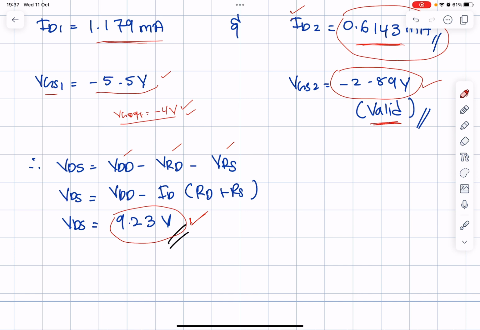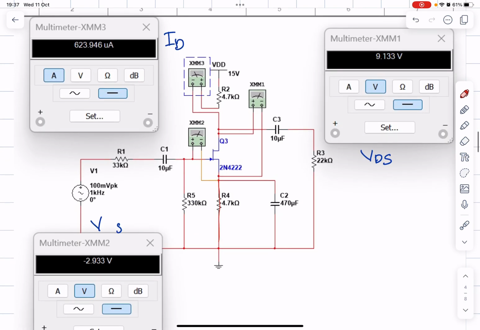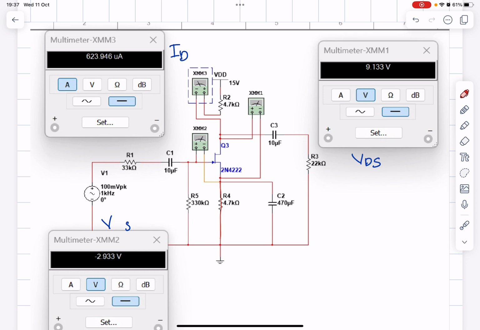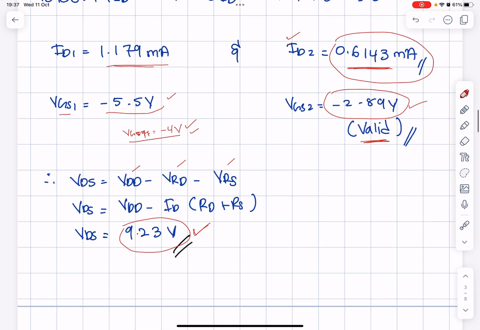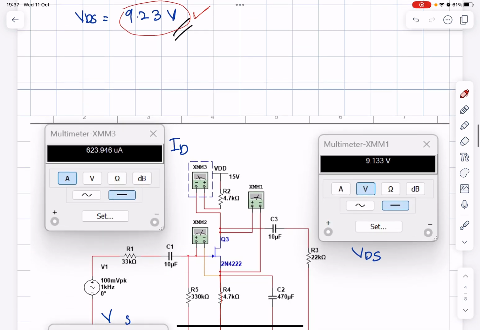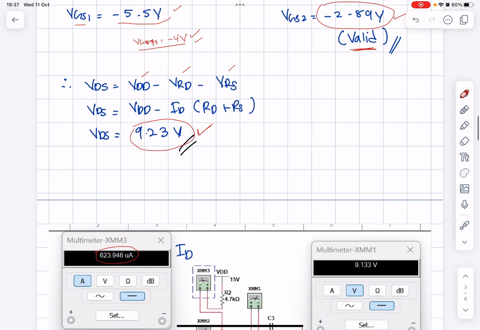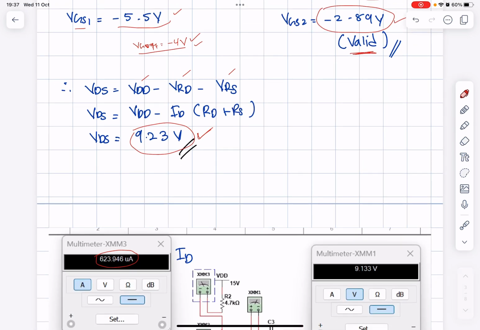So how do I ensure that my analysis is correct? You can check all your analysis in practical or simulation. So as you can see here, the drain current I got is 614.3 microampere. But in the simulation I get 623.9646 microampere. So based on this value, I consider that it is almost the same. So I can guarantee that my analysis is correct.